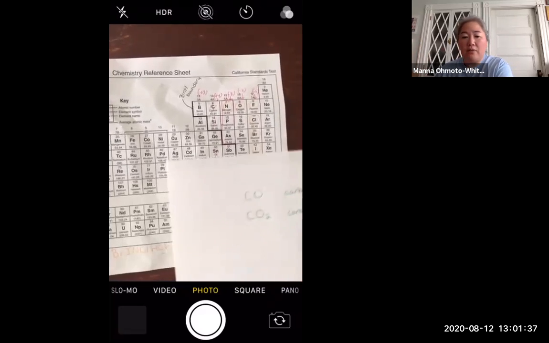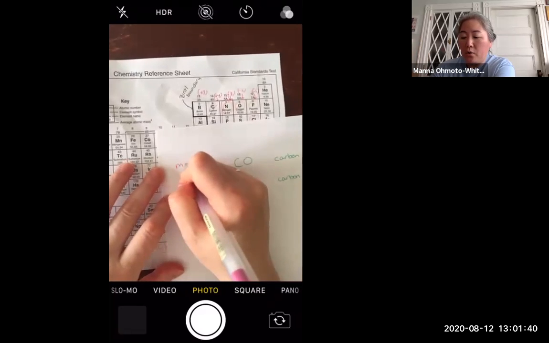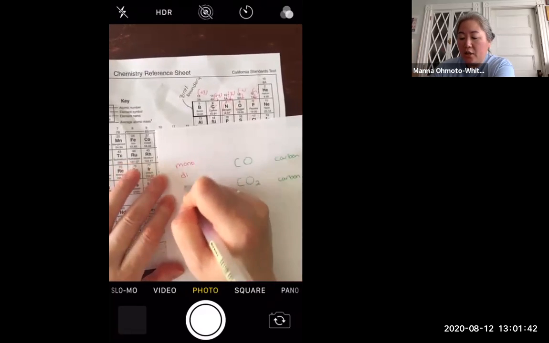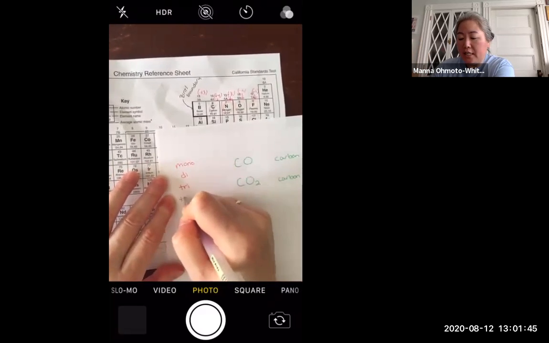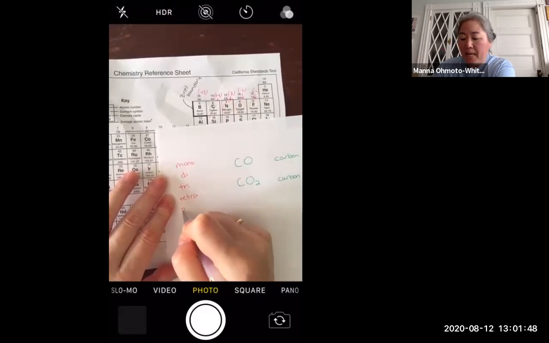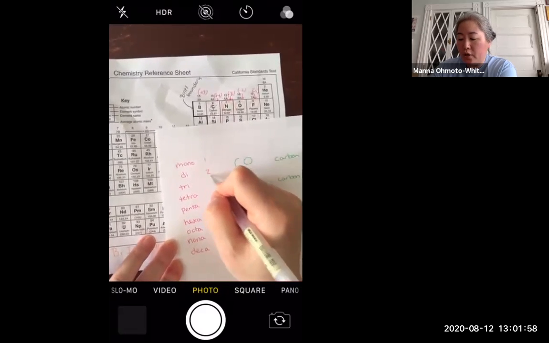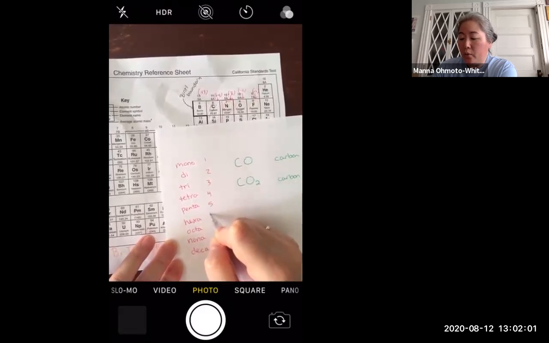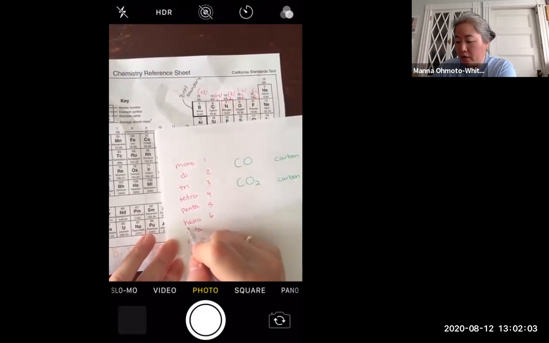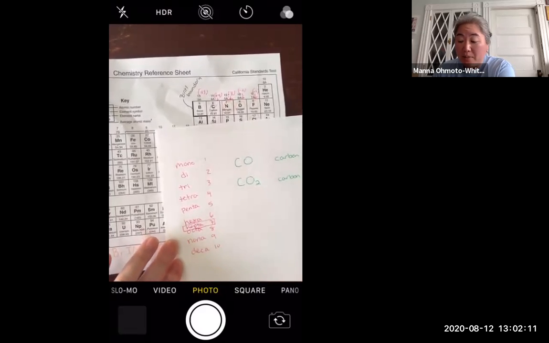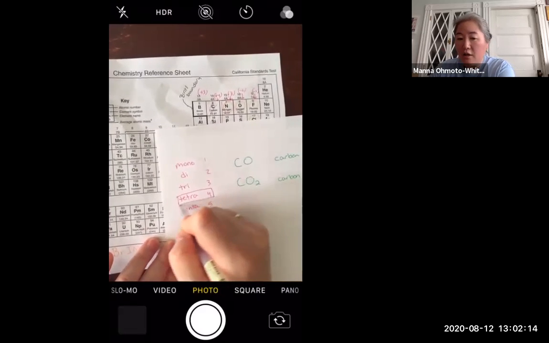The prefixes that you have to know for 1 to 10 are mono, di, tri, tetra, penta, hexa, hepta, octa, nona, and deca. So this is 1 through 10. The weird ones are, oh, I forgot, hepta is 7. Hepta is not septa, it's hepta, and it's tetra for 4.